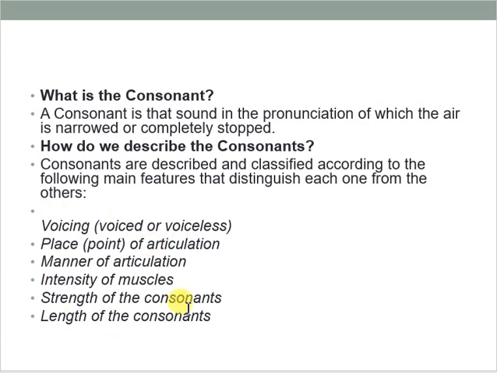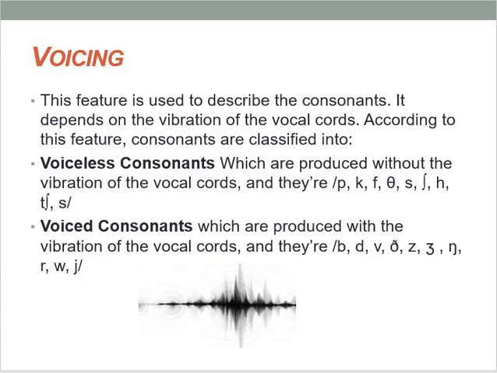What do we call these 6 features? We call them distinctive features. So these 6 features are voicing, place of articulation, manner of articulation, intensity of muscles, strength of consonant, and length of consonant. Let us start with the first feature.